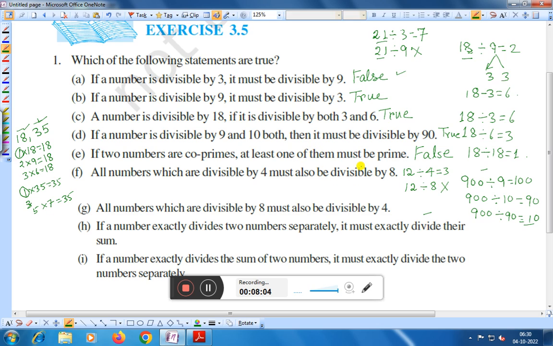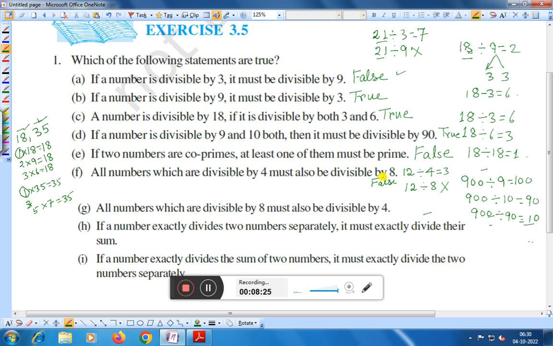This is false, right? This statement is not correct. This is false. Now, G.